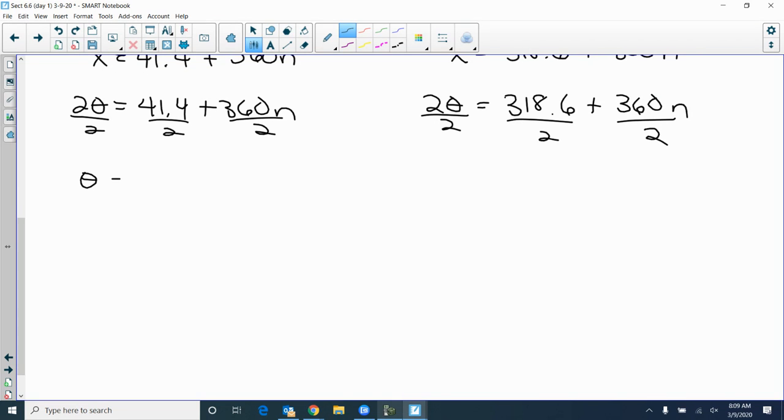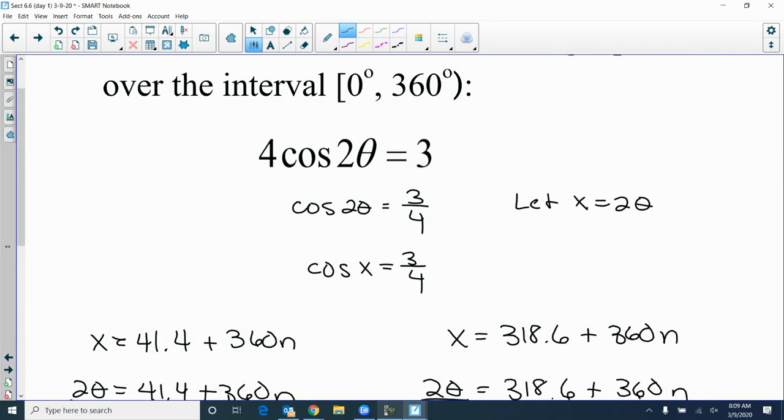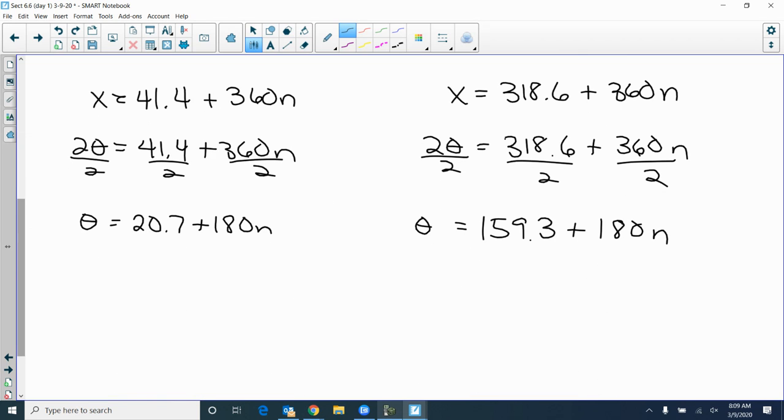So I got theta equals 20.7 plus 180n. Theta equals, is it 159.8? Somebody confirm that. 159.3 plus 180n. According to the directions, I want all the answers between 0 and 360, not including 360. Since it's cosine, you have 2 different sets of answers. They do not overlap. Tangent and cotangent would overlap.